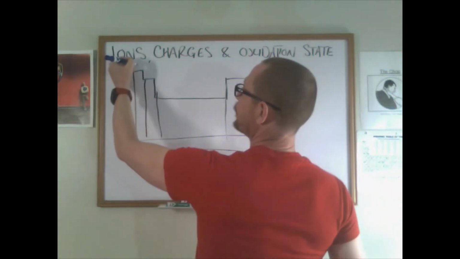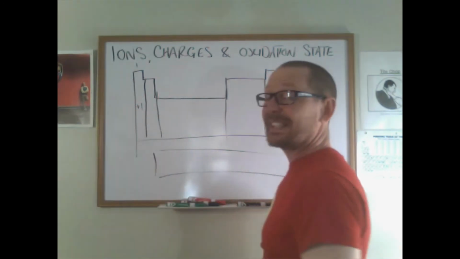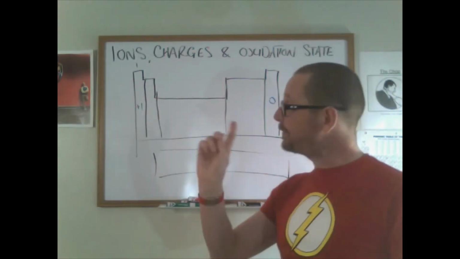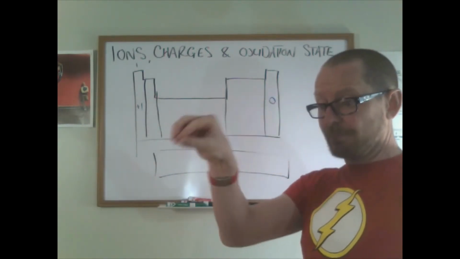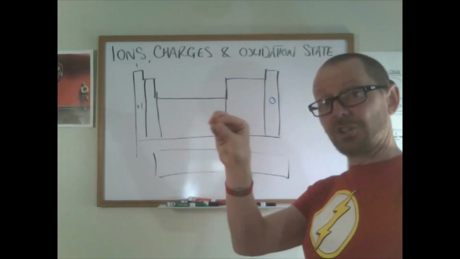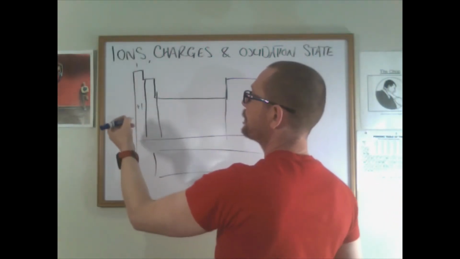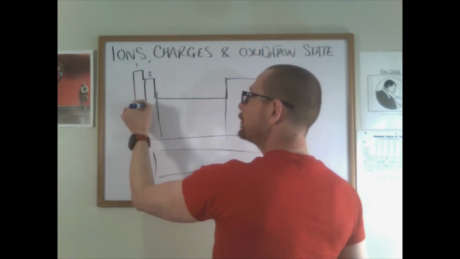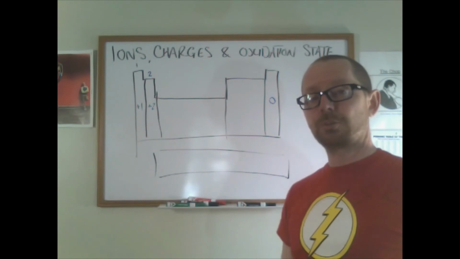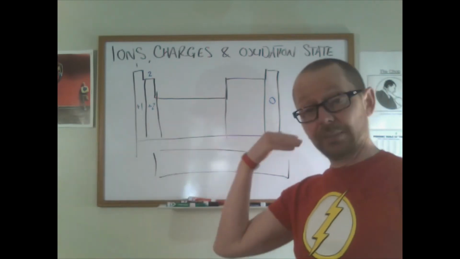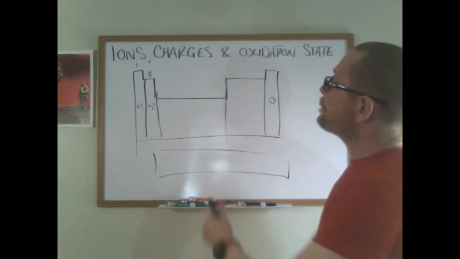Up here, group 1, the first group, these all like to take +1. That means they like to give away 1 outer electron. And in fact, most of them will only ever do just that, a +1. There's a little exception with hydrogen at the very top. Group 2 only like to go to an oxidation state of +2. That means they just give up their 2 outermost or valence electrons and that's it.